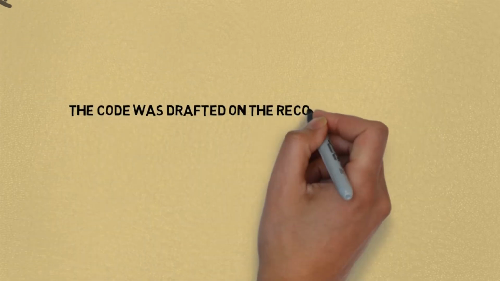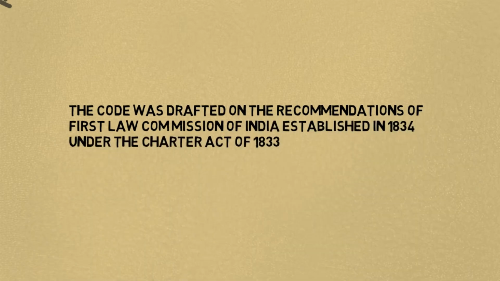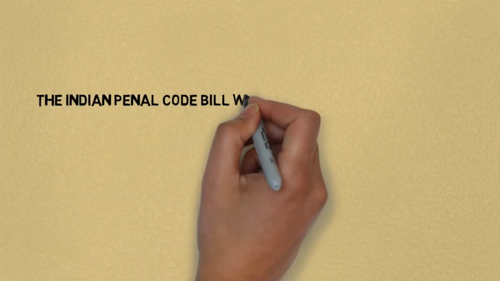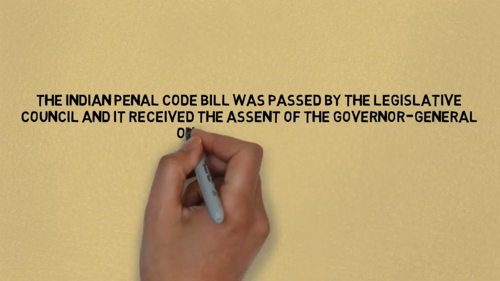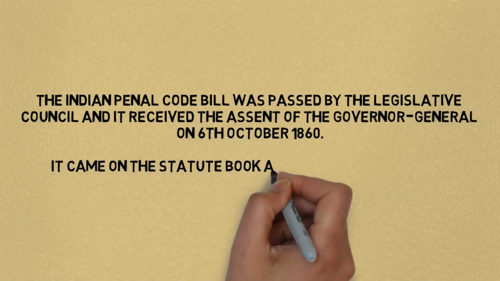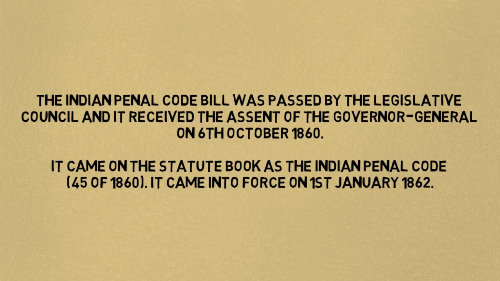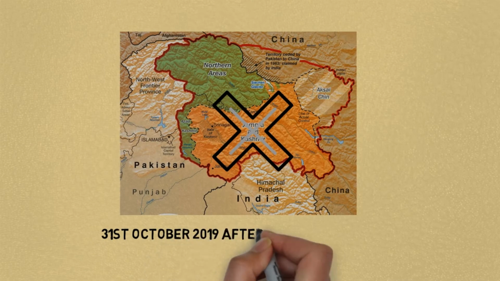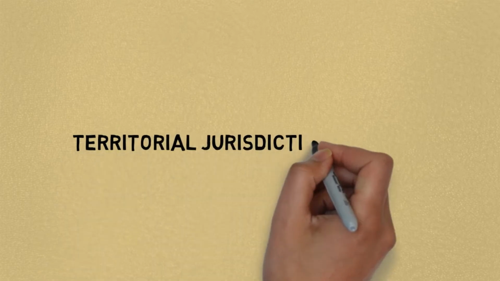The code was drafted on the recommendations of the First Law Commission of India, established in 1834 under the Charter Act of 1833 under the chairmanship of Lord Thomas Babington Macaulay. The Indian Penal Code Bill was passed by the Legislative Council and it received the assent of the Governor General on 6 October 1860. It came on the statute book as the Indian Penal Code 45 of 1860. It came into force on 1st January 1862. The IPC did not apply to Jammu and Kashmir before 31st October 2019, after which it replaced the state's Ranbir Penal Code. Territorial Jurisdiction under IPC.